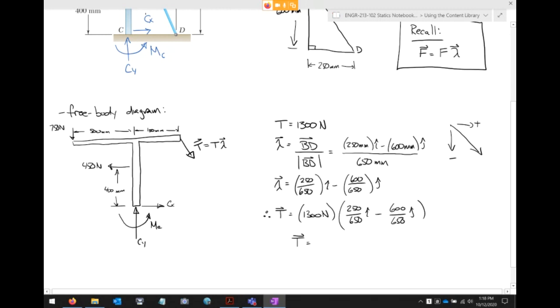So help me out. What's the tension vector? What does it come out to be? So 500i and 1200j. That's exactly right. Everybody with me so far? This should be pretty simple.